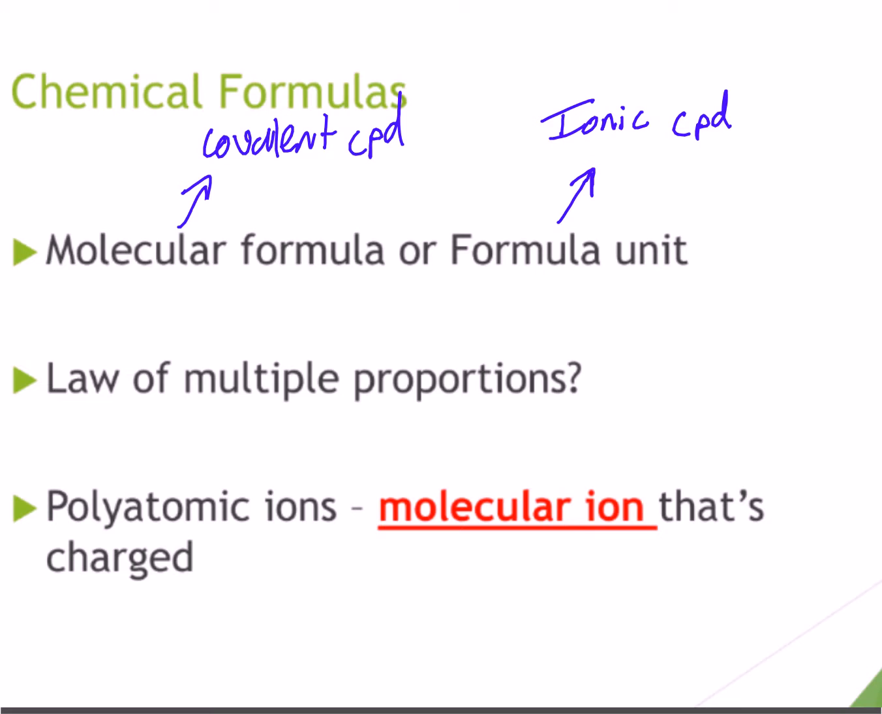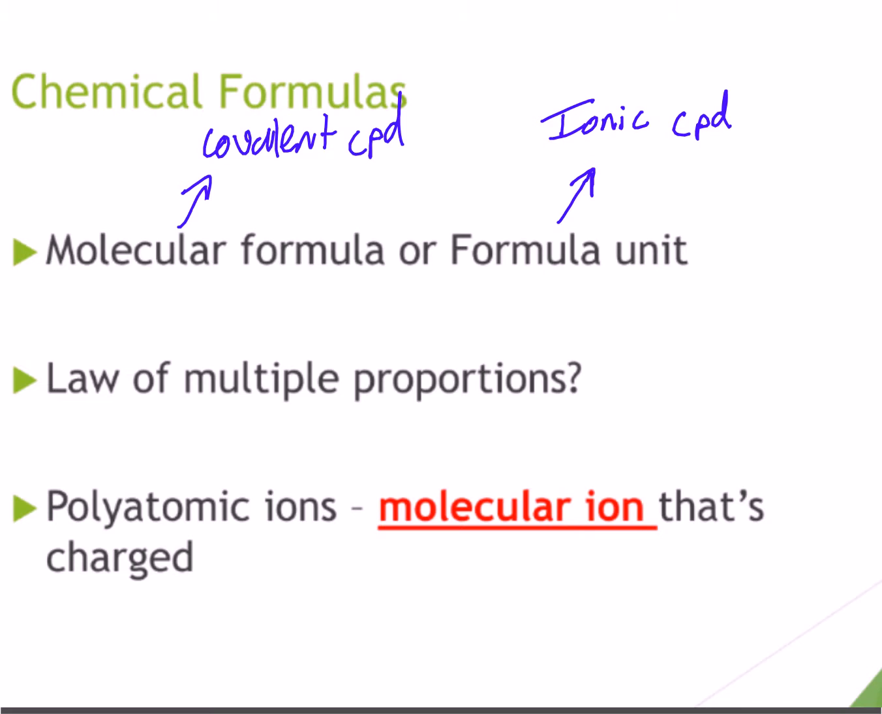Law of multiple proportions, guys. A proportion is basically a what? A ratio. So, guys, the law of multiple proportions is, in its bare bones definition, where you can have multiple ratios of different elements within a compound. So it's saying formulas can be different as long as they're in ratios. Okay, they have a set ratio, but they can have multiple different ones of the elements. And then polyatomic ion, molecular ion.